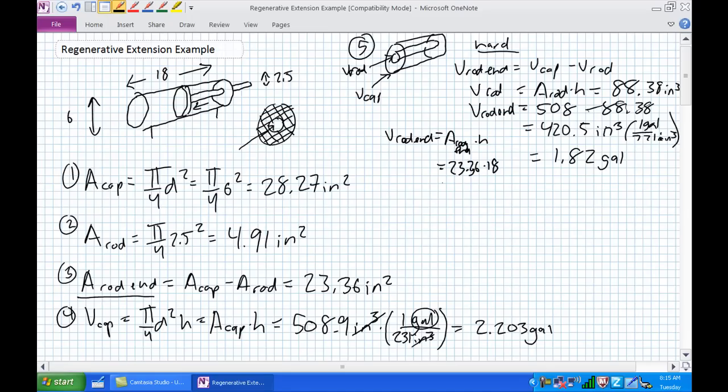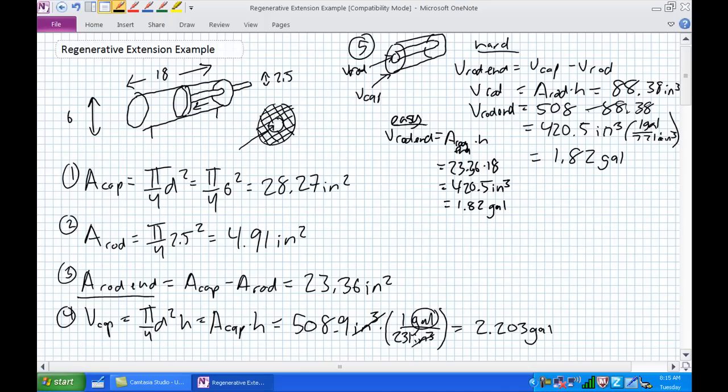23.36 times 18. What do you get? 420.5 cubic inches, which we all know is 1.82 gallons. So, hard way, easy way of figuring out the volume of the rod end at full retraction.